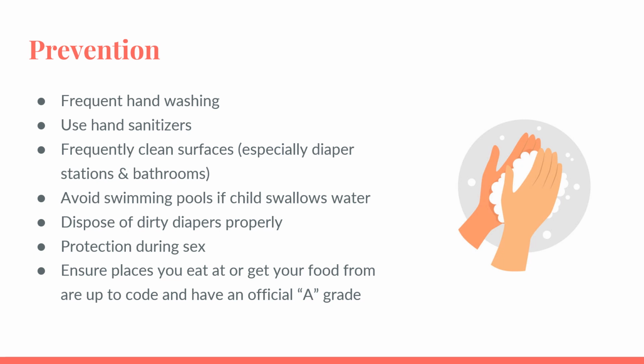Prevention. So some ways you can prevent contracting Shigella dysenteriae is to frequently wash your hands, use hand sanitizers, frequently clean the surfaces around you, especially diaper stations and the bathrooms in your home. Avoid swimming pools if your child swallows water. Dispose of dirty diapers properly. Use protection during sex. And ensure the places that you eat at or you get your food from are up to code and have the official A grade little plaque on their door.